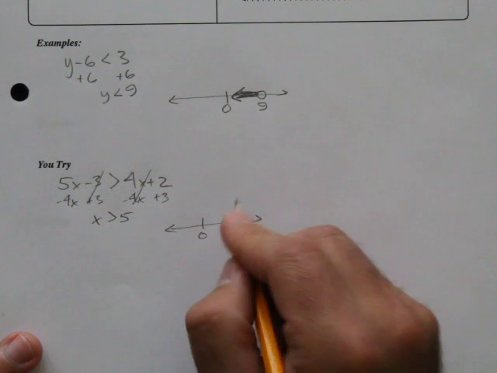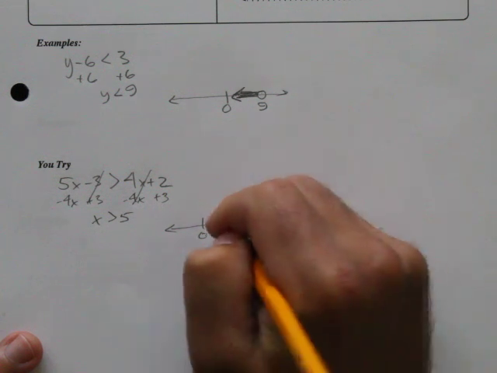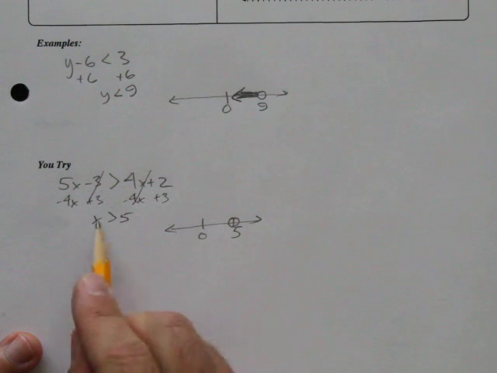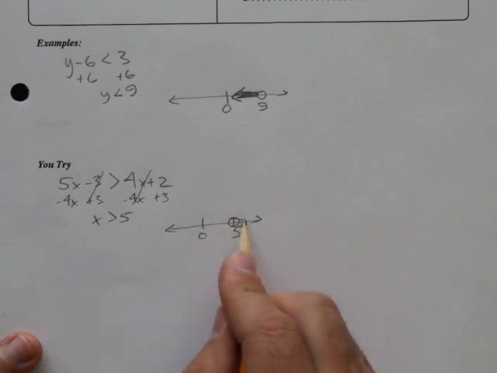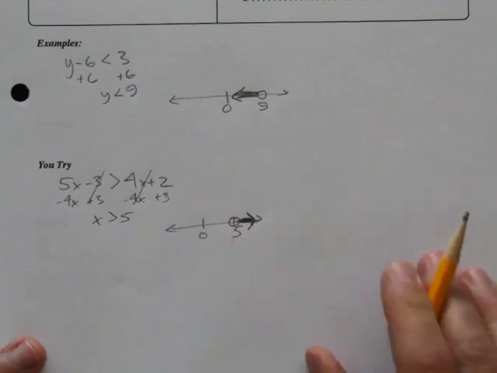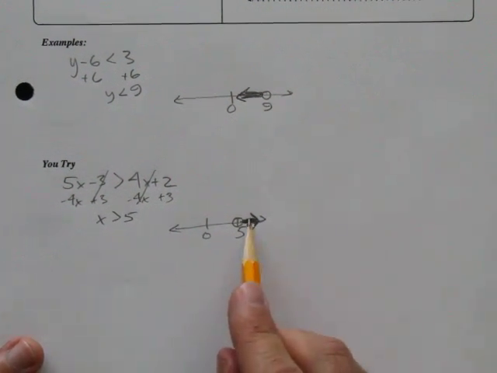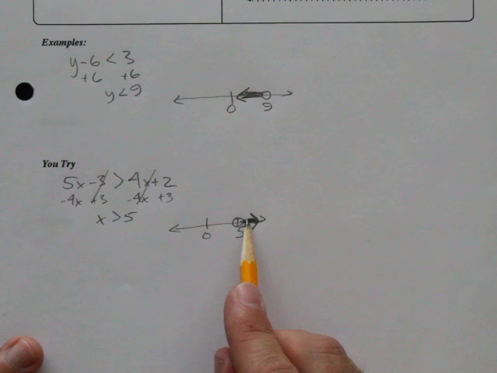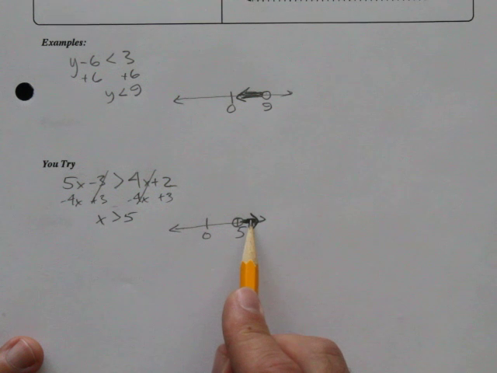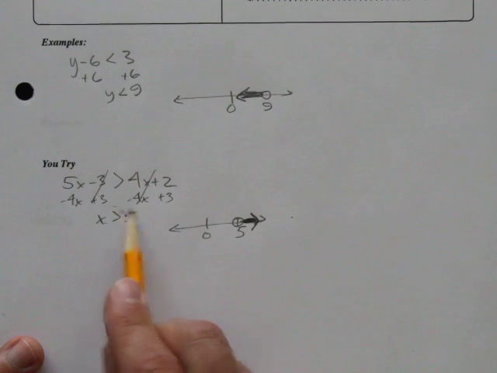Here's 0. Here's 5. I'm going to do an open circle because, again, it's not greater than or equal to. X is greater than 5, so that means I'm going to shade to the right and draw an arrow. Any number I plug in that's greater than 5 will make this inequality true. That's why I draw this arrow and fill it in like this, because every number greater than 5 fits in this inequality.